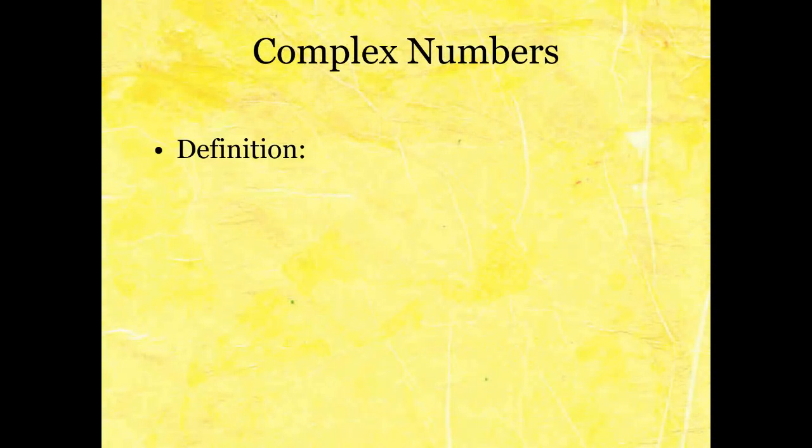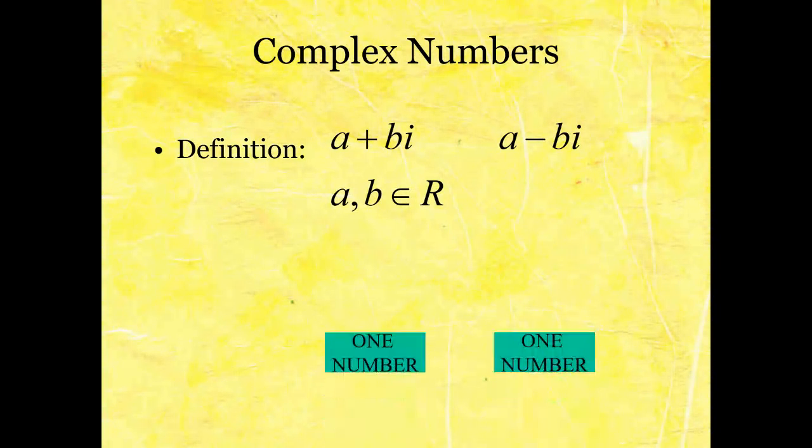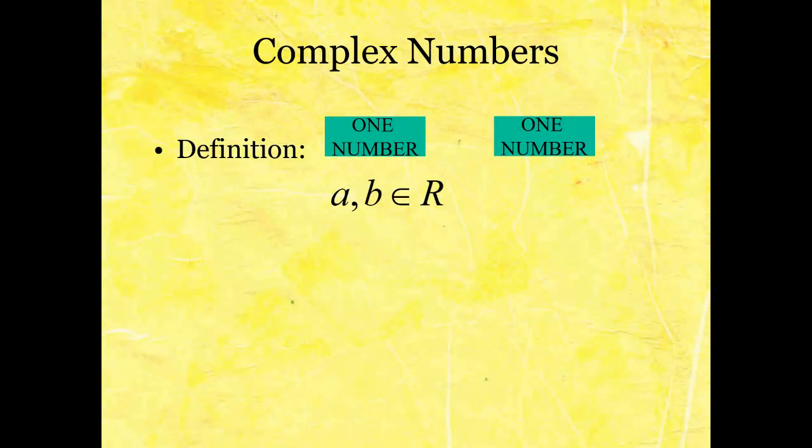Complex numbers. I just kind of defined these, but to give a more formal definition: a plus bi or a minus bi. It's one number. I'm not talking about two numbers here. It's a plus bi, a minus bi. You can't combine them; they're not like terms. A and b are real.